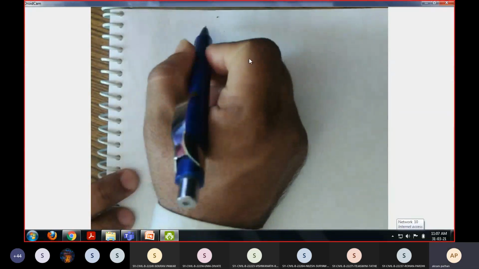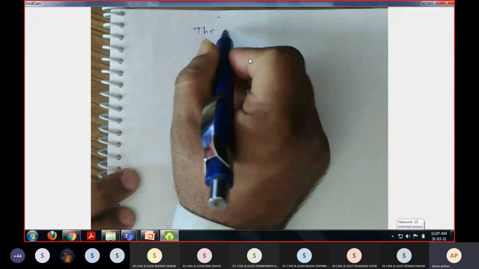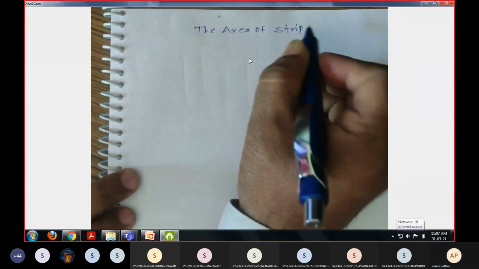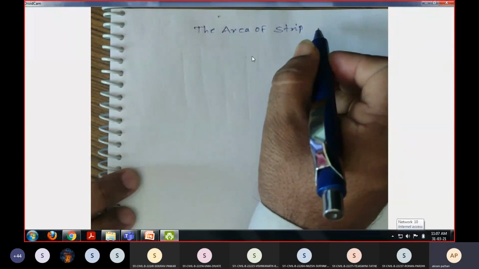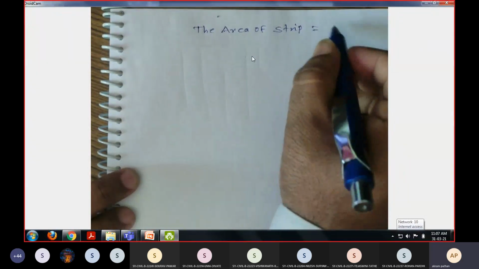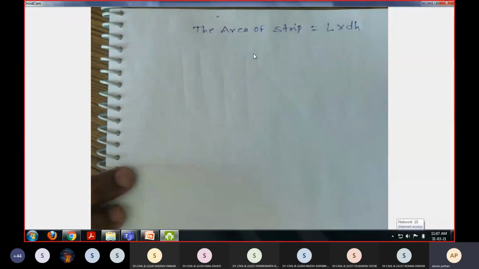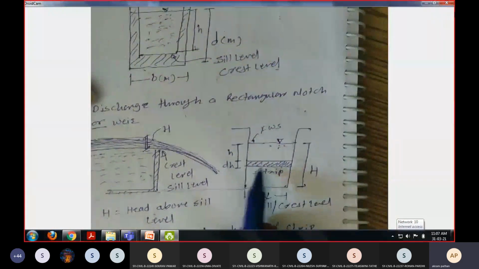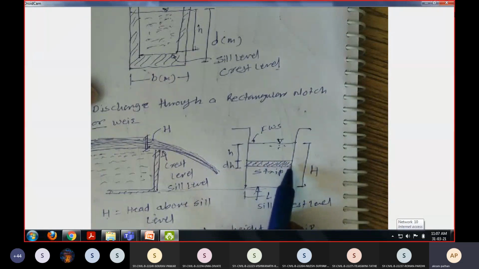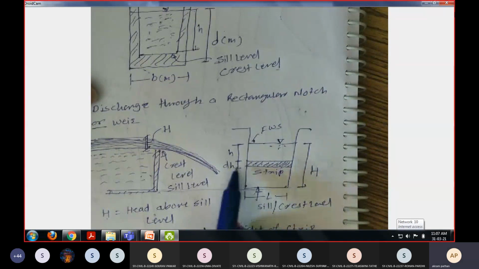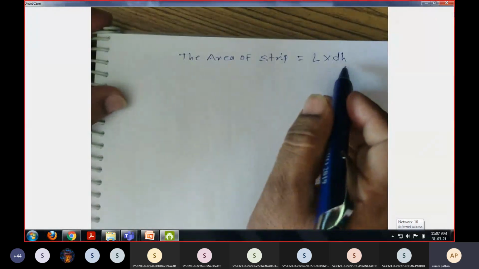Now the area of strip, we have to calculate first the area of strip. Okay, आपल्याला area of strip काढायचा आहे. So how will you calculate it? Area of strip is L into dh. Okay, for example, this is the strip, a rectangular strip. So how will you calculate the area of this strip? The length of the strip into dh, b into d. So b is the L, d is the dh. Okay, so the area of the strip is L into dh.